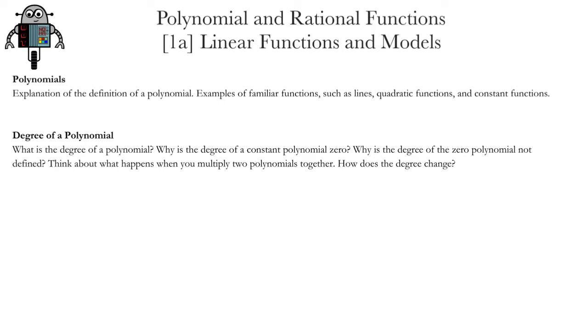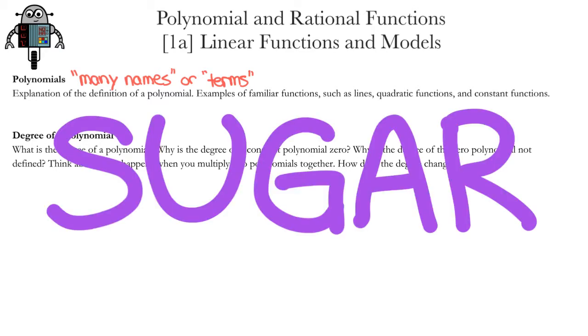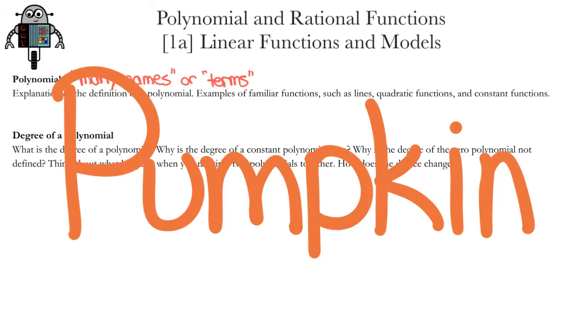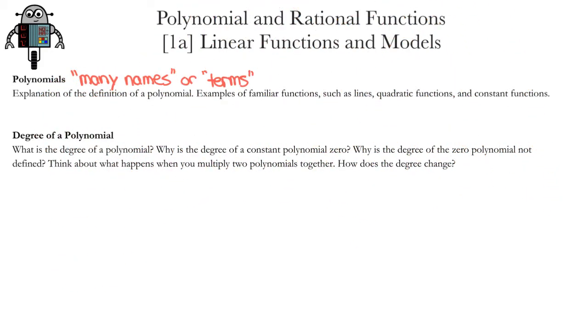Let's start with the word polynomials. It literally means many names, but nomials could also mean terms, like terms of endearment that people call each other. Maybe you've been called one before, like sugar, or honey, or muffin, pumpkin. So polynomial functions are functions with many terms. We'll use a's and x's to describe those terms.